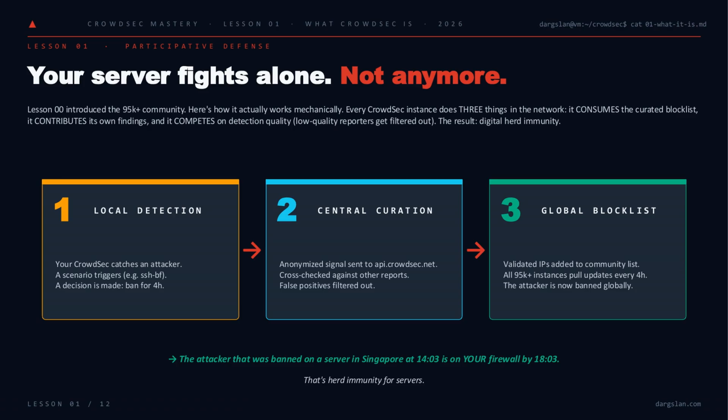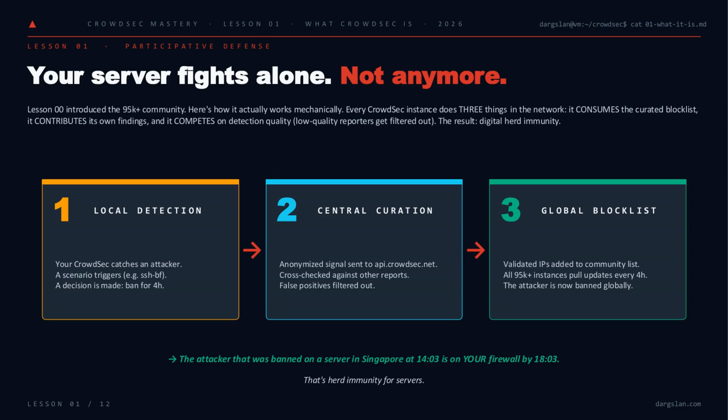Now zoom out from one bucket overflowing on one server and watch what happens across the network. Every CrowdSec instance runs the same 3-step loop. Step 1, local detection. Your scenario triggers, a decision is made, the IP gets banned for 4 hours on your box. Step 2, central curation. An anonymized signal goes up to the CrowdSec API, where it's cross-checked against reports from thousands of other instances, and noisy or low-quality reporters get filtered out.